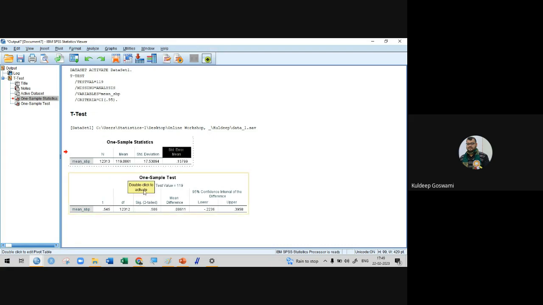Okay, by using one sample t-test, we got a t value of 0.545, degrees of freedom is 12,312, significance level is 0.586, mean difference, and lower and upper bound is so and so. Now, what are the things you have to see? First of all, this n, what is the value? 12,313.